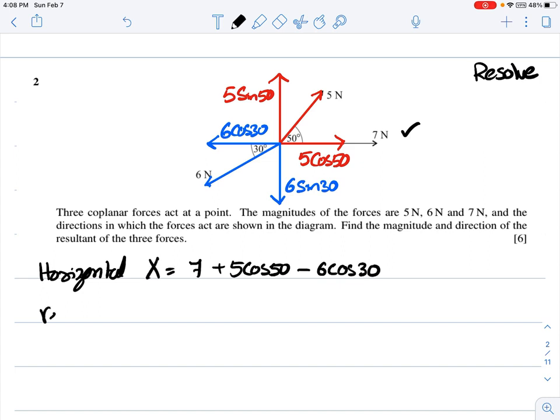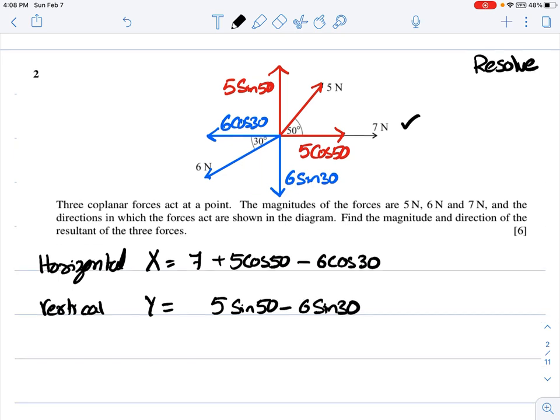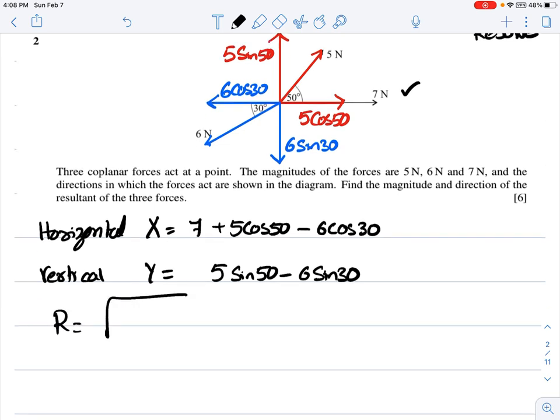Then vertical. What are the vertical forces? Let it be Y. 5 sine 50 on the upside minus 6 sine 30 on the downside. Now if I want to find the resultant, the resultant will be the square root of X squared plus Y squared. I'm directly using the values from the calculator. Let me quickly pull up the calculator: 7 plus 5 times cos 50. See that the calculator is in degrees mode. Minus 6 times cos 30.